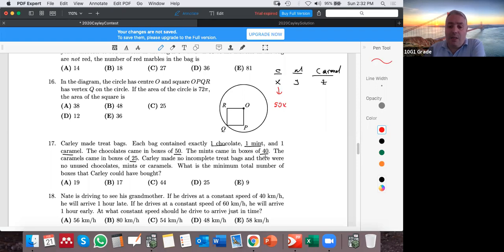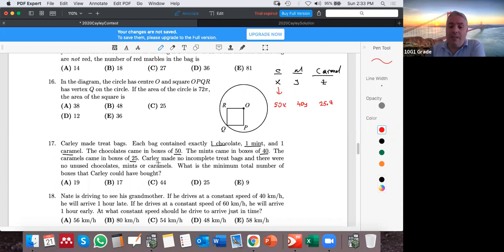And then the second one, mine says 40. It means that 40 times Y. And then Z has 25. So I will have 25 times Z caramels in total. This depends directly on how many boxes I have. If I have 2 boxes, I will have 2 times 25, which will be 50 caramels in total.